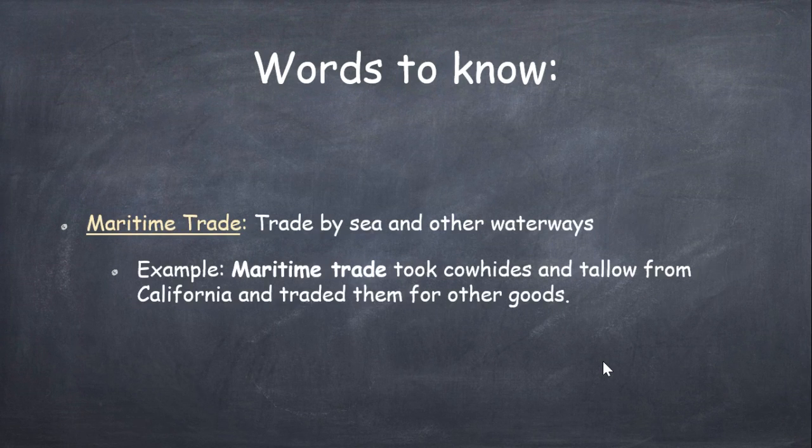All right, maritime: trade by sea and other waterways. Maritime is an old word that is still used today for any type of trade by sea or waterways. This was the only way that they were able to trade back in the 17 and 1800s, if they wanted to take far journeys, especially to other countries, like if they wanted to cross the ocean. That's the only way they would be able to do it. So maritime trade is trade by sea and other waterways.